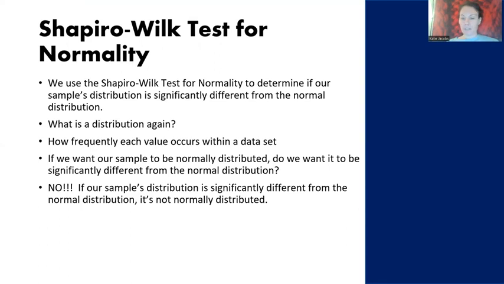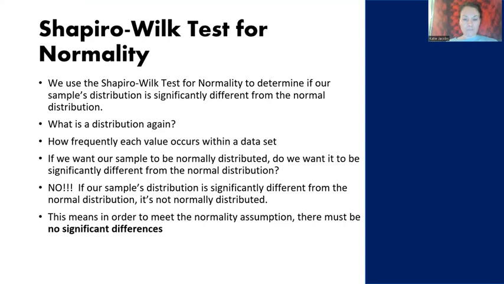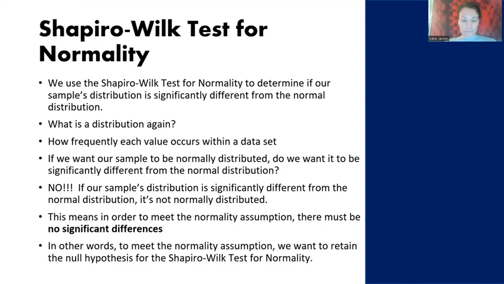No. If our sample's distribution is significantly different from the normal distribution, it is not normally distributed. And we want it to follow the normal curve shape to be able to run this analysis. So this means in order to meet the normality assumption, there must be no significant differences between our sample's distribution and the normal distribution.